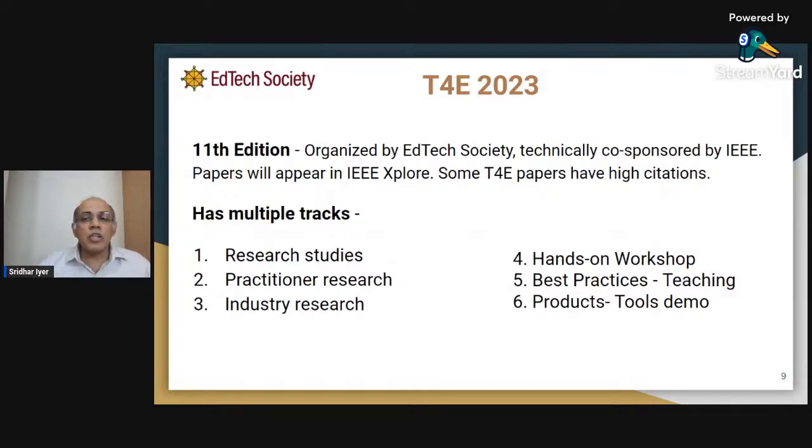One is called the hands-on workshop, where somebody who is skilled in a particular tool or a particular method can offer a workshop. Then there are the best practices sessions, where if you have an idea which you have used in class and found to be very useful, you can share it with others. And then there is the product session, where if you have built a tool, then you can do a demo of the tool. So these are all the sessions in T4E. In today's session, we will only focus on the research studies and practitioner research tracks. Those are the main papers, which are 6 to 8 pages and 4 pages long. So we will look at how to write those papers.